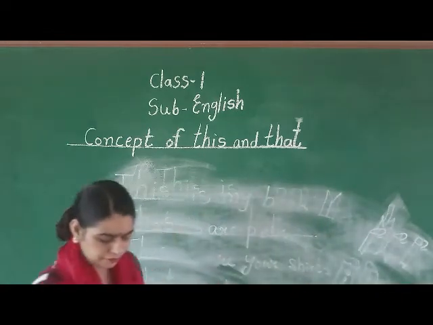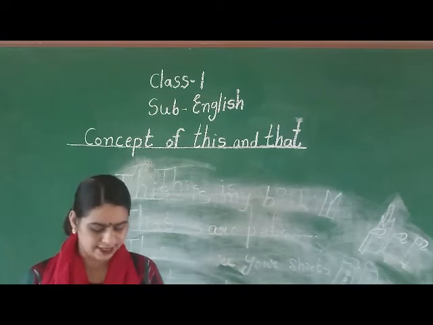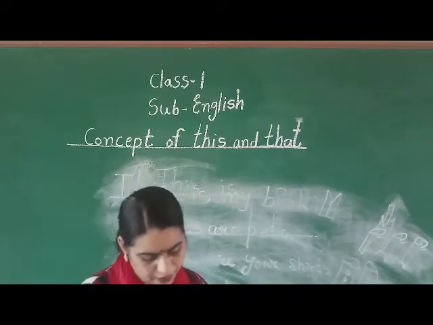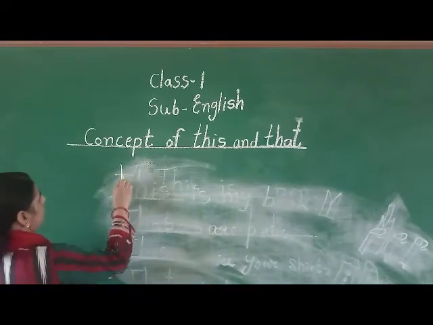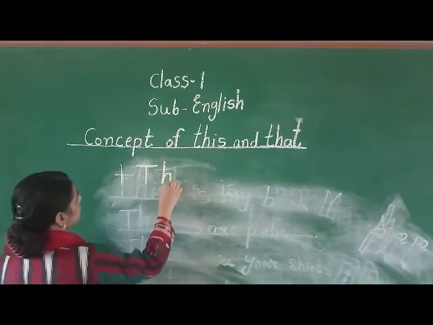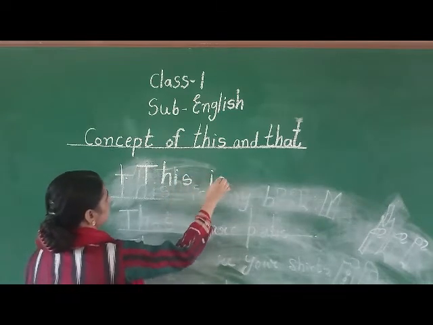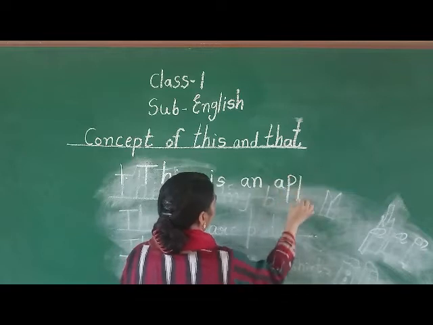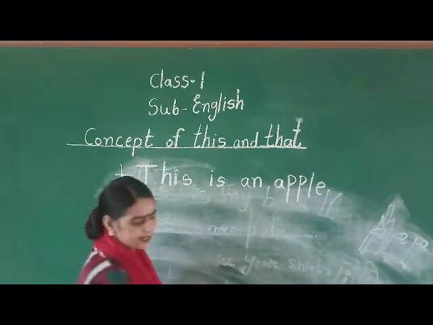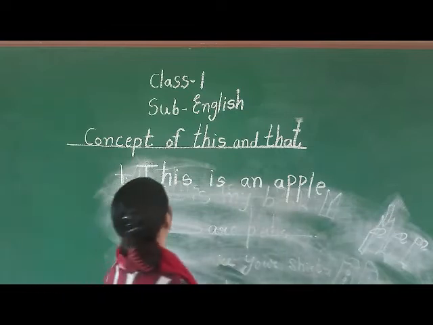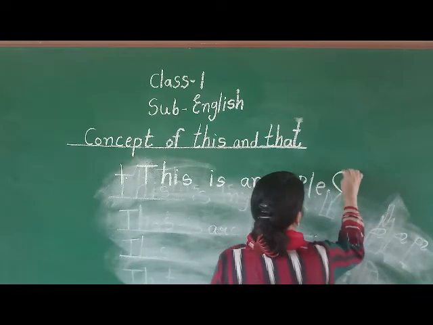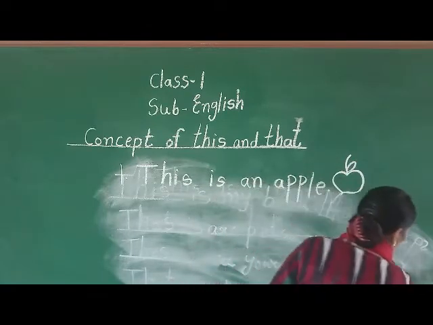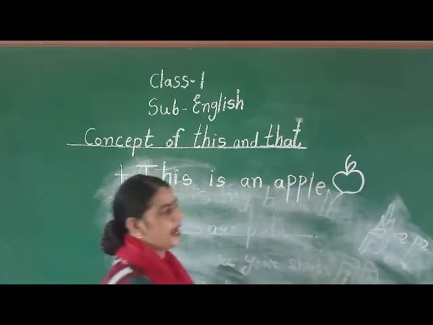On page number 52, draw pictures for the following sentences. Okay, see number 1, this is an apple. Number 1, what is written there? This, T-H-I-S, this is an apple. So what do we have to draw? The picture of an apple. So nearby here you have to draw a picture of an apple in the box.